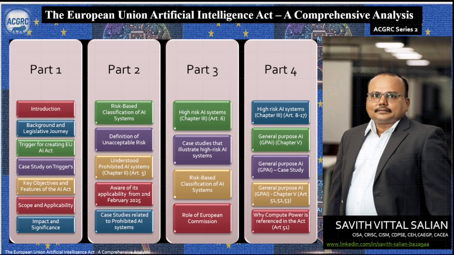With this, we have reached the end of part 4. We have covered High Risk AI Systems, Chapter 3, Articles 8 to 17, in part 4. Other than that, we have covered GPAI, Chapter 5. We have looked at case studies for GPAI so that the picture is clearer. We understand the context, and the rationale why there is articulation of certain statements and definitions in the Act. We also looked at GPAI Chapter 5, Articles 51, 52, 53. We have understood the context with some examples. And we have specifically picked up why compute power is referenced in the Act. We have provided a context as to why it is so.